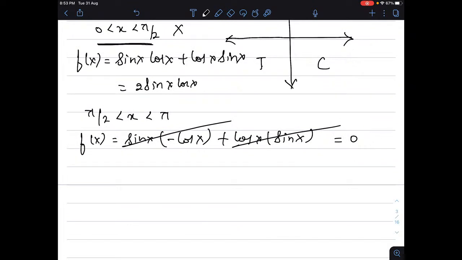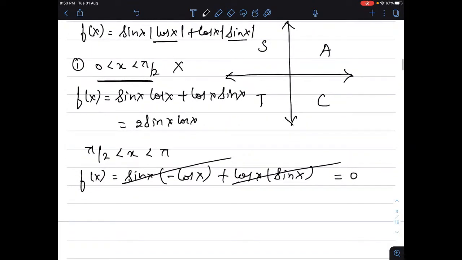Now let's talk about the third quadrant. Case 3 we will consider. So this is always true. Whenever we are in the second quadrant, that will be part of our solution.